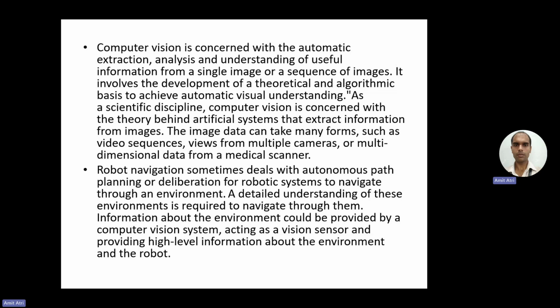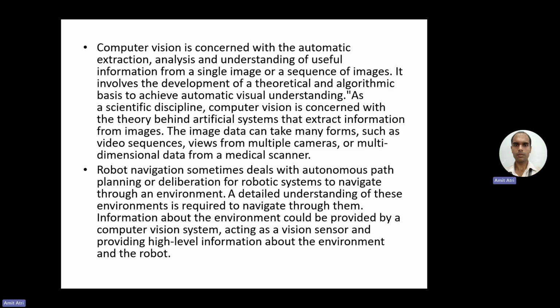Now coming to the section of robotics. Robot navigation sometimes deals with autonomous path planning, as we discussed in the previous topic, in our previous video. Path planning is the deliberation for a robotic system to navigate through an environment. It has to move through an environment, and it has to plan a path. In that case, the detailed understanding of the environment where our robot has to navigate has to be totally known to the robot.